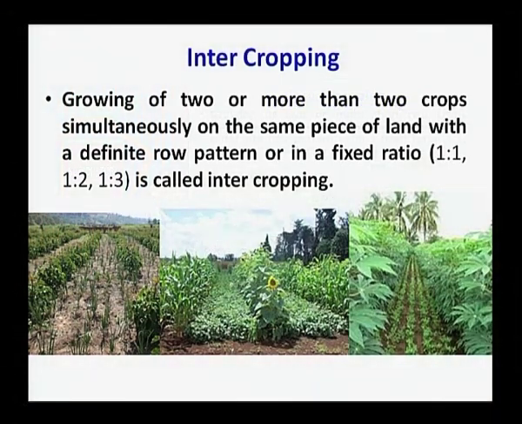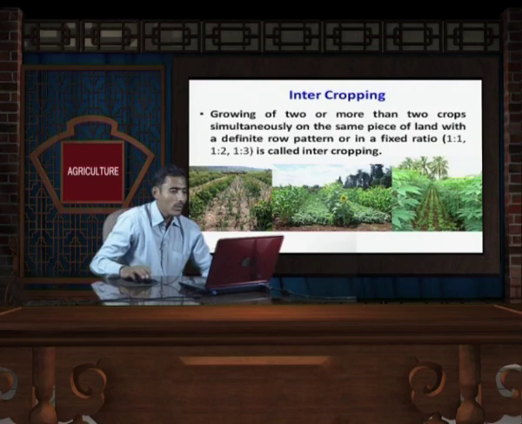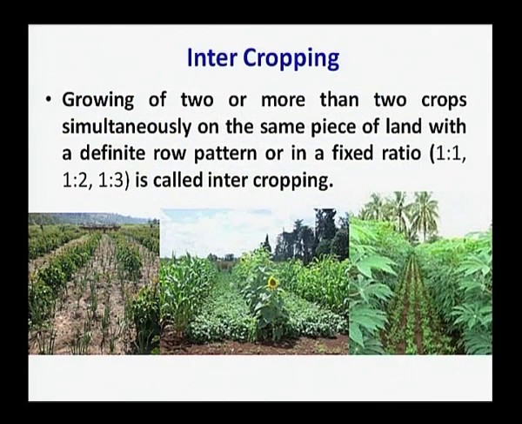Intercropping is growing of two or more than two crops simultaneously on the same piece of land with a definite row pattern or in a fixed ratio, for example, 1:1 or 1:2 or 1:3. So we can see here crops are grown in different row patterns, different crops in different rows. These are called intercropping.